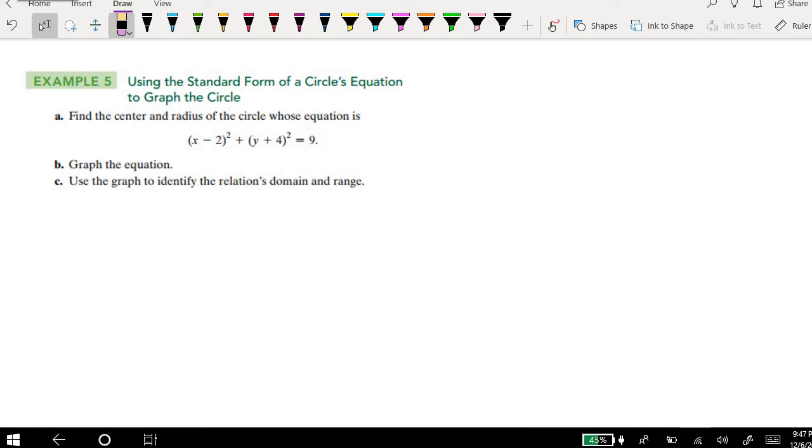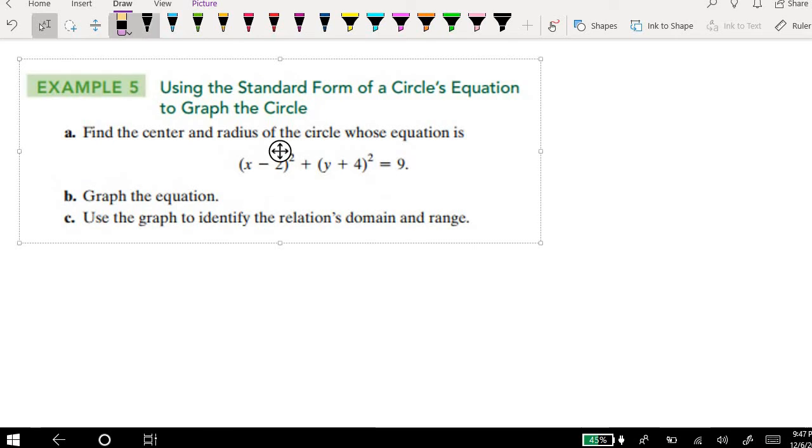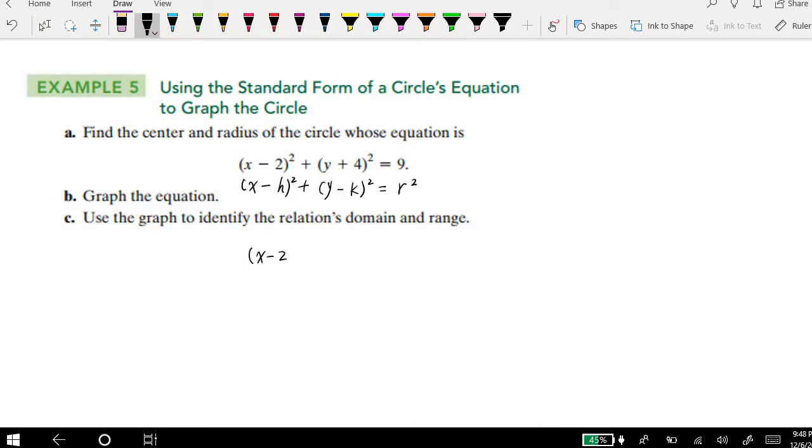Example 5, using the standard form of a circle equation to graph the circle. So part A, find the center and the radius of the circle whose equation is x minus 2, squared, plus y plus 4, squared, equal to 9. So what I'm going to do is zoom in on this a little bit. I'm just going to write the standard form of the equation of a circle right below it. I'm just going to rewrite this. And because here we have y plus 4, I'm going to rewrite this as y minus -4, and then the whole thing squared. And then we have a 9, so I'm going to rewrite this as 3 squared.